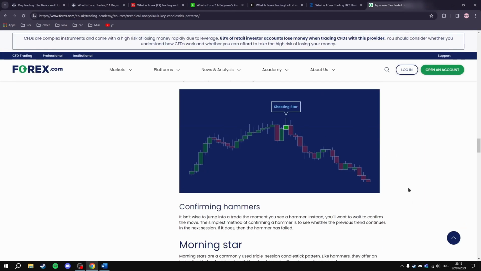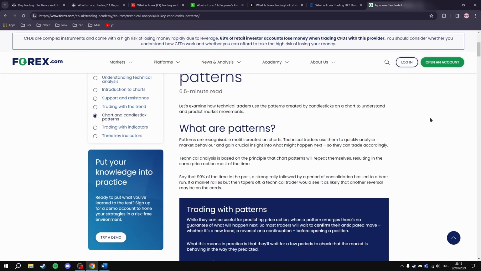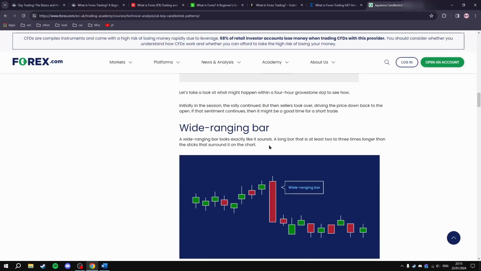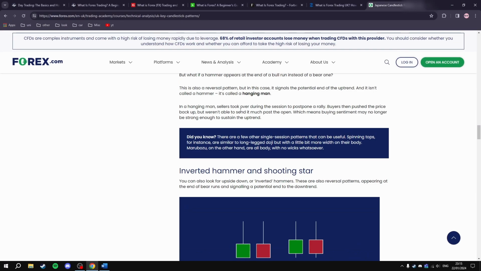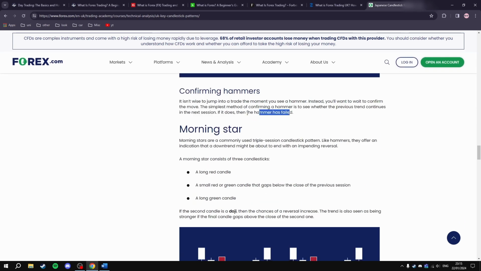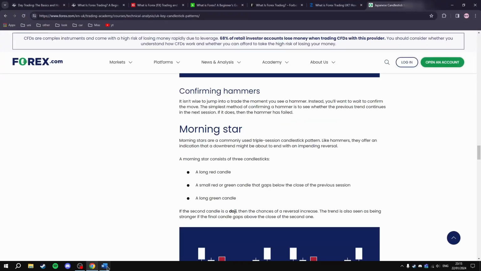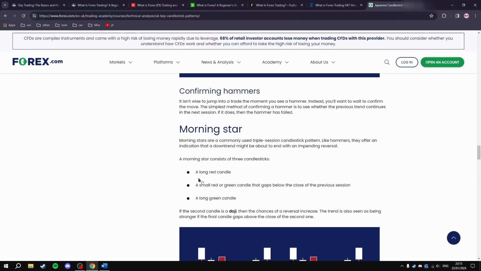So in the last video we were going through chart patterns and trading the trend, and we managed to read through half of this and we stopped to about here. If it doesn't, hammer's failed, so that's what we got to. Hammer's failed. And in this video we're just going to carry on from where we left off, so yeah, let's get going.